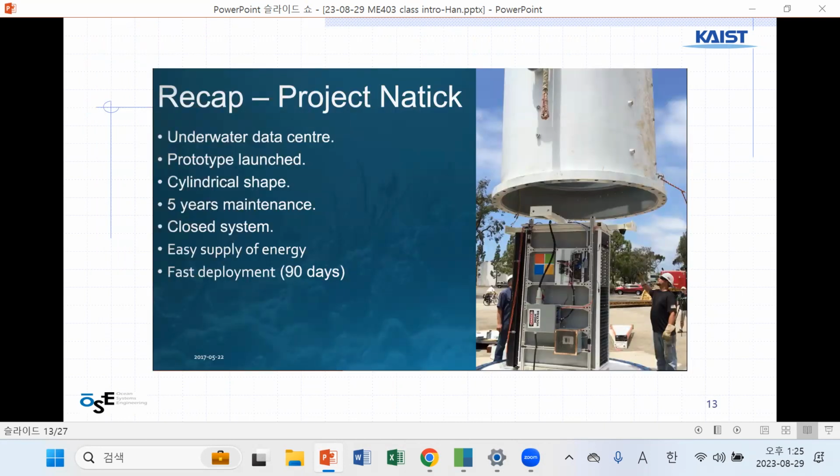This is about Microsoft. Also, they try to put a data center capsule inside the ocean because cooling is important. Cooling. And also land space is important. Expensive for them.